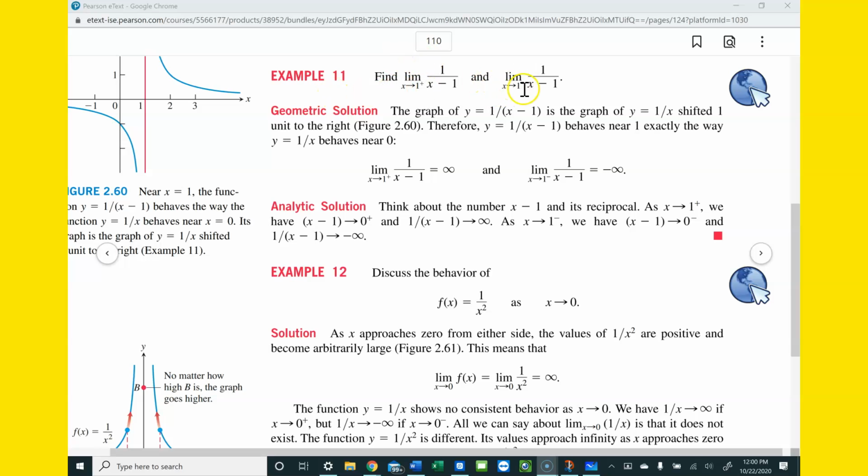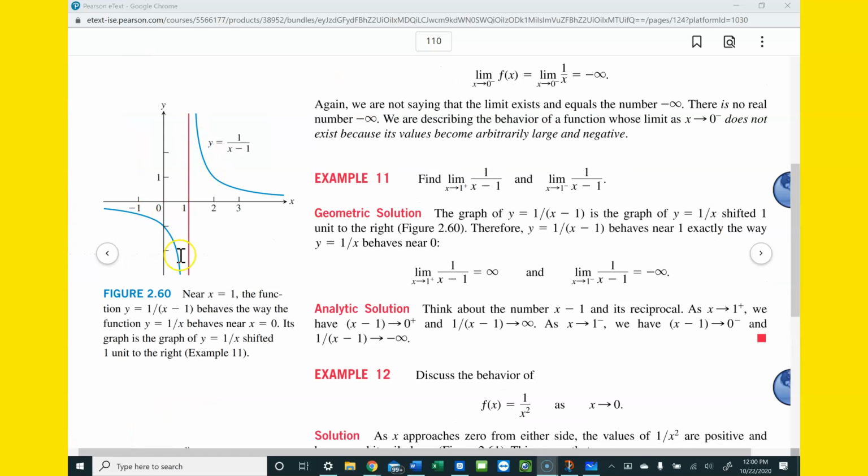But anyway, we can do the same thing to this example 11. As x approaches 1 from the positive side, this is a really, really small positive number. So 1 over a really small positive number is a really big positive number. So as x approaches 1 from the right, the limit of this thing is infinity. All right. This is a really small negative number on bottom. So 1 over a really small negative number is a really big negative number. So as x approaches 1 from the left, this is going to go to negative infinity.